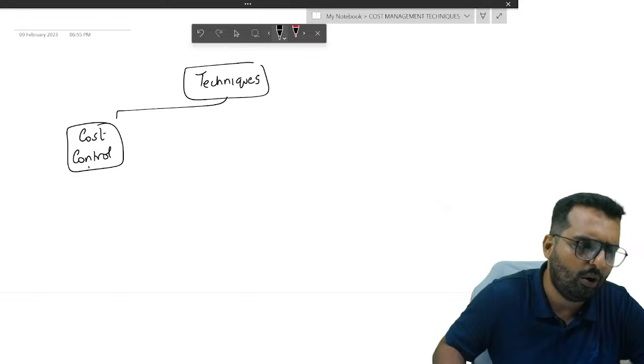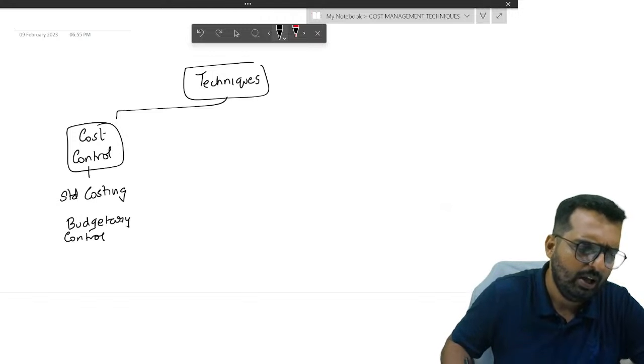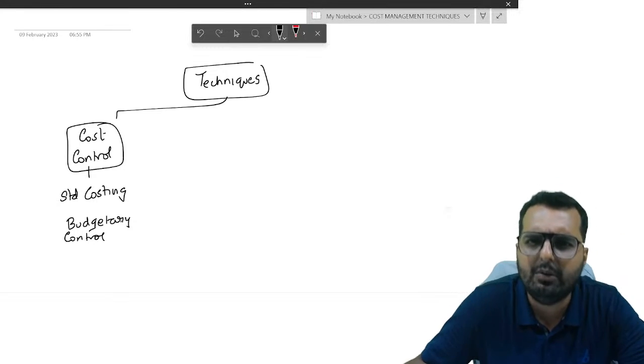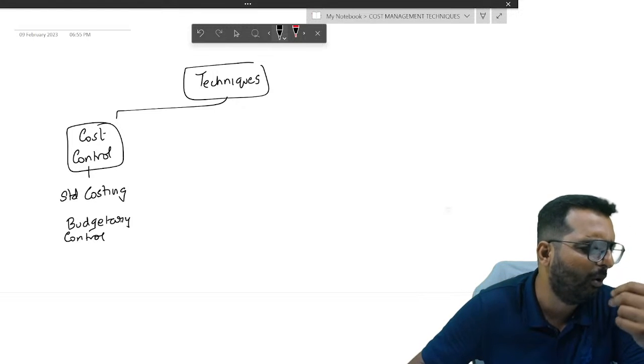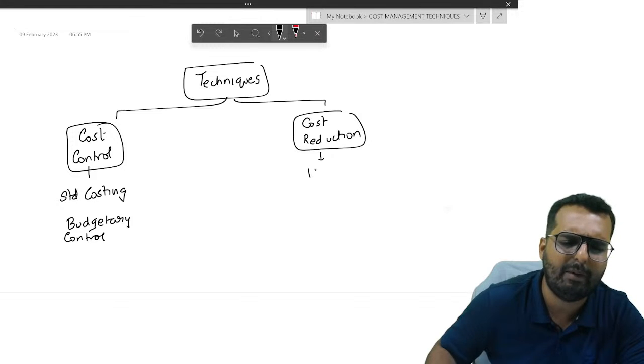When I talk about cost control, the two popular techniques are standard costing and the other one is budgetary control. Both are controlled. Standard cost 100, actual cost 110, adverse variance, adverse. Your half life will become miserable thinking about all these adverse factors. All right. But cost reduction is a much more positive technique, and this can be brought in using multiple techniques.